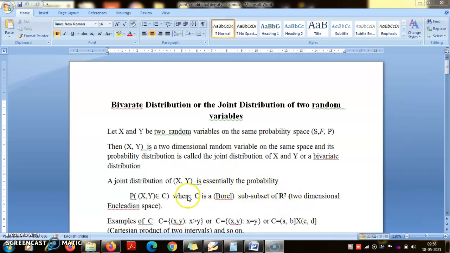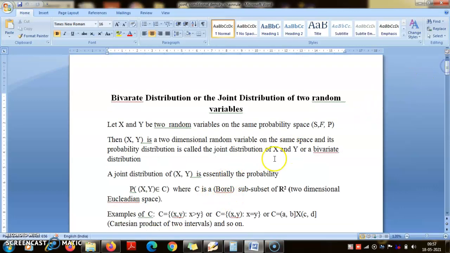Borel sets you can ignore in this MS 451 course. It is a slightly mathematical concept, for more technical correctness. But you can assume that C is some reasonable subset of R2, the xy plane. So the probability that (x, y) is in C is called the joint probability distribution.